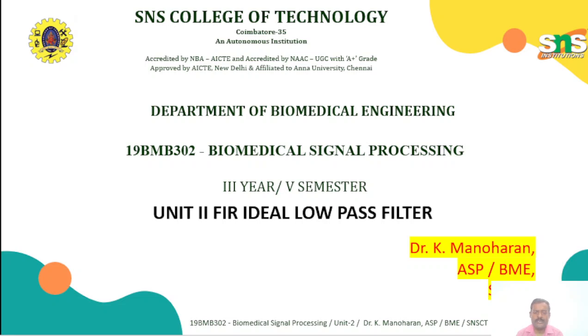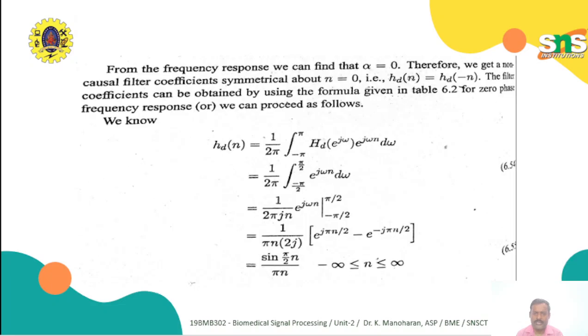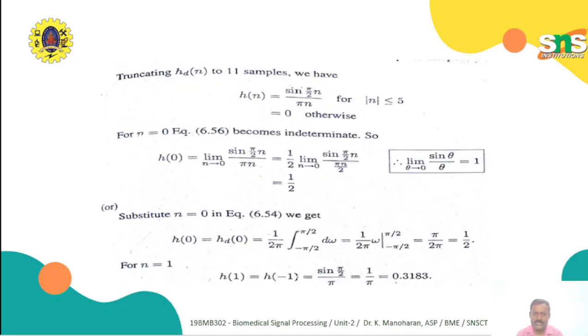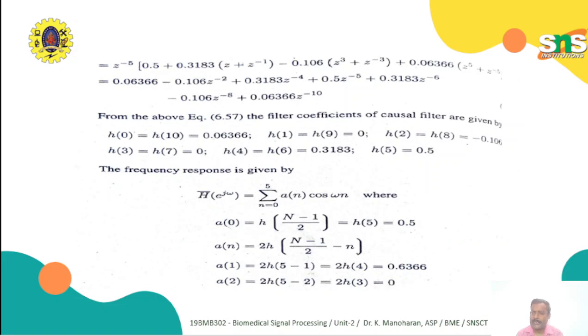So today in class we are going to discuss FIR ideal low pass filter design with the frequency response. In previous classes we have seen how the filter coefficients are computed: plotting this, finding the integration, substituting the values, truncating, and then finding the transfer function for the filter and making it realizable. Now we are going to find the frequency response for the filter.